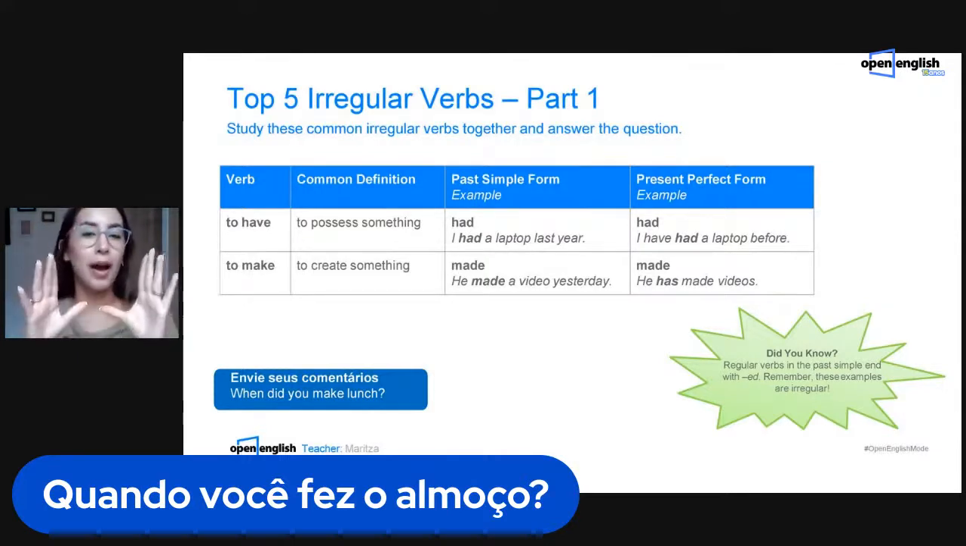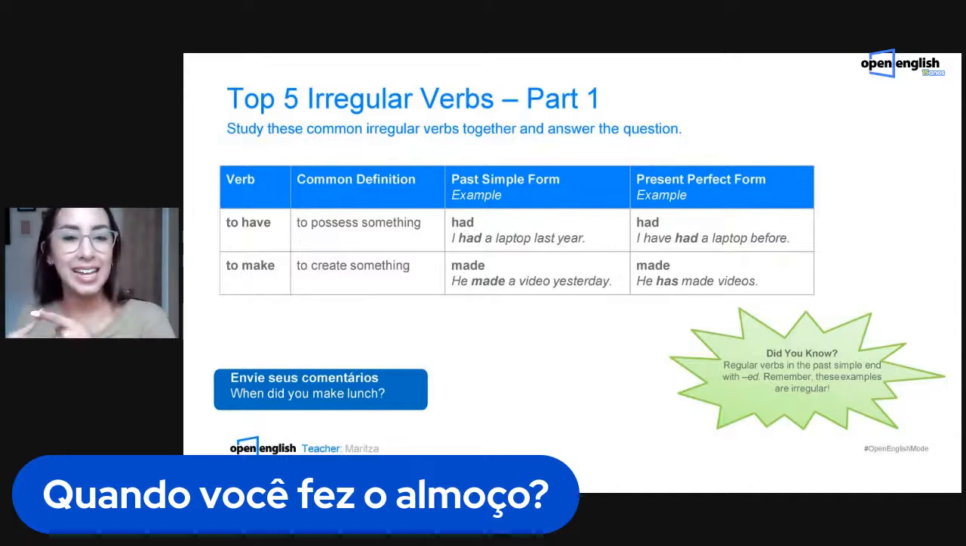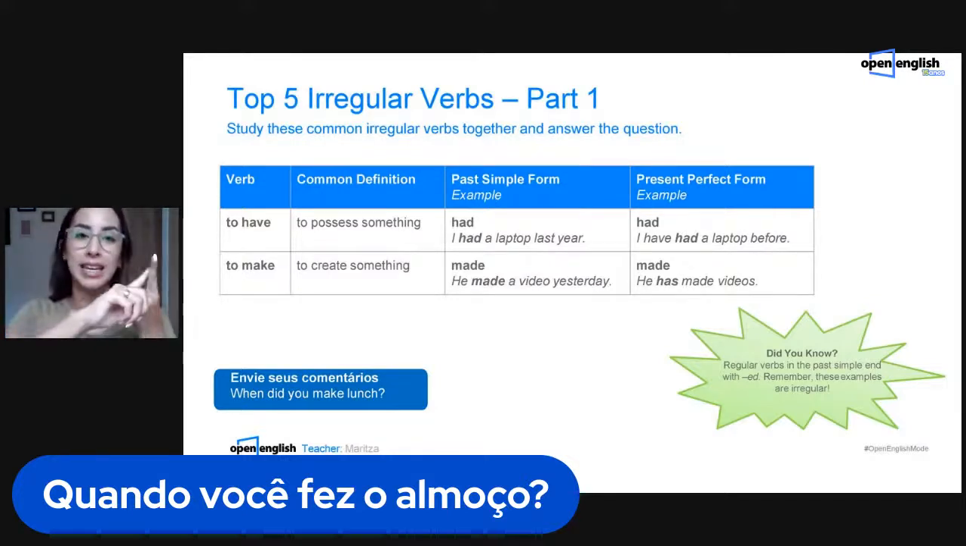An important extra tip: when we're talking about the past with present perfect form, we don't say I has made. We would say I have made, you have made. However, in the third person, so he, she, it, we say has. So he has made, she has made, it has made. But for we and they, we say we have made, they have made.